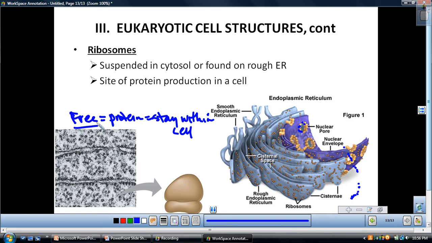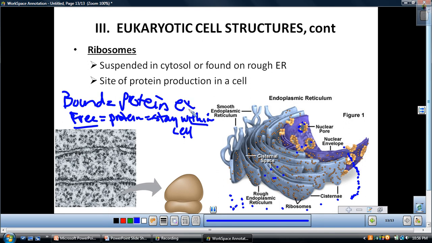So if it's a free-floating ribosome, it comes out to the nuclear pore, floats out here in the cytosol, and makes a protein, but that protein's job is to stay within the cell. If it's a ribosome that comes out and attaches to the rough ER, we call that a bound, B-O-U-N-D, ribosome, and that protein that it produces will be exported out of the cell.